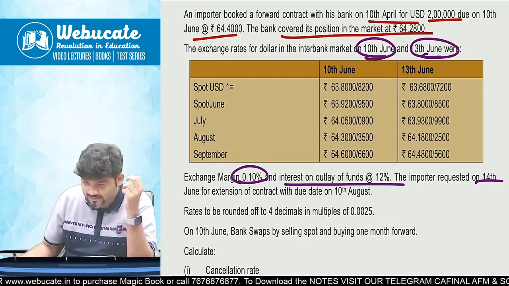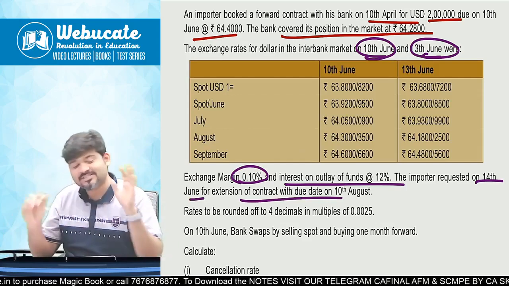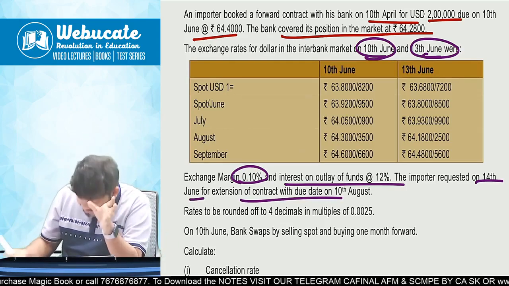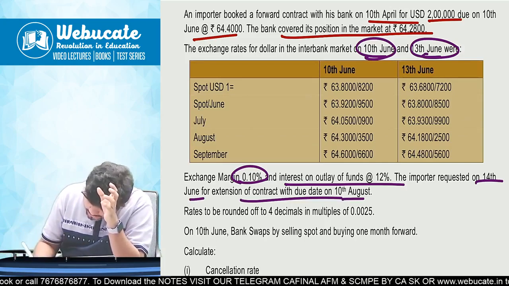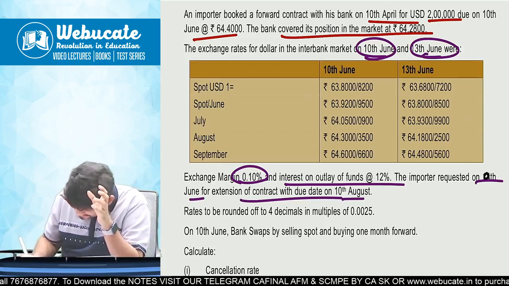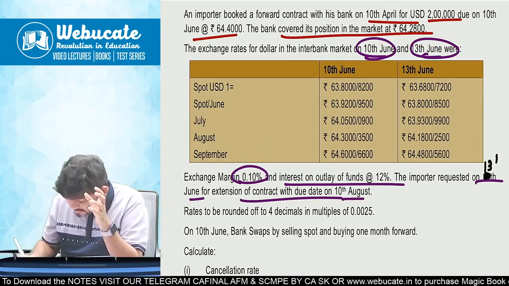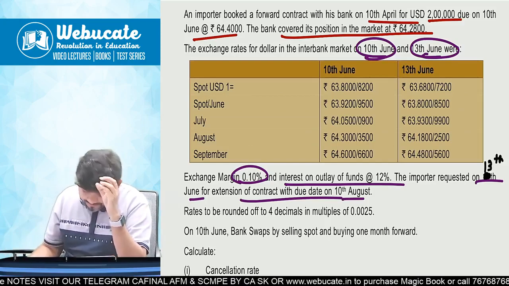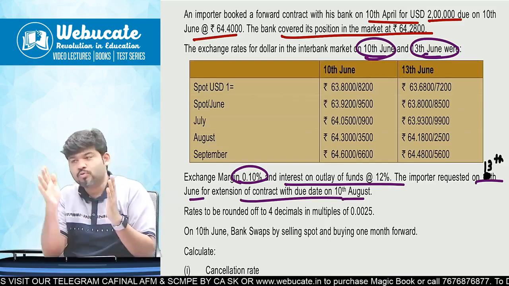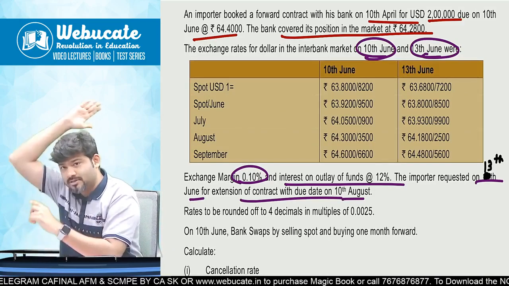Sure, let's start. The importer requested on 14th June for extension of contract with the due date on 10th of August. Now, this is a typo error by ICAI. So please write down here 13th August. Because if he comes on 14th June, 10th April to 2 months, so 10th June it is expiring. From 10 to 11, 12, 13. Till 13th June we may.